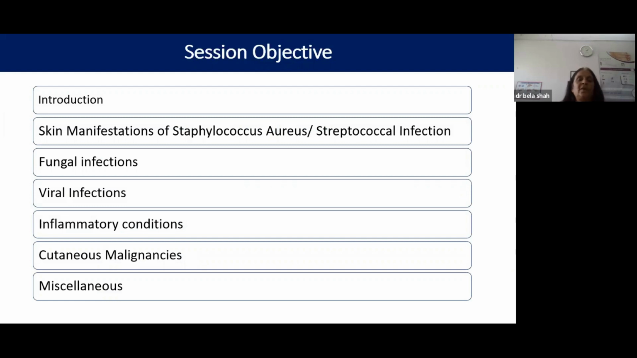No, ma'am. Okay. So this is the schematic slide which says how this topic is going to be delivered to all the participants. Briefly, I will introduce the topic and the skin manifestations of common bacterial infection, that is staph and streptococci. Then we'll take you through fungal infections, viral infections, and the common inflammatory conditions seen in these patients, as well as the miscellaneous conditions and a few of the cutaneous malignancies which we have seen in our subset of patients, with pictures from other centers as well as from my center.